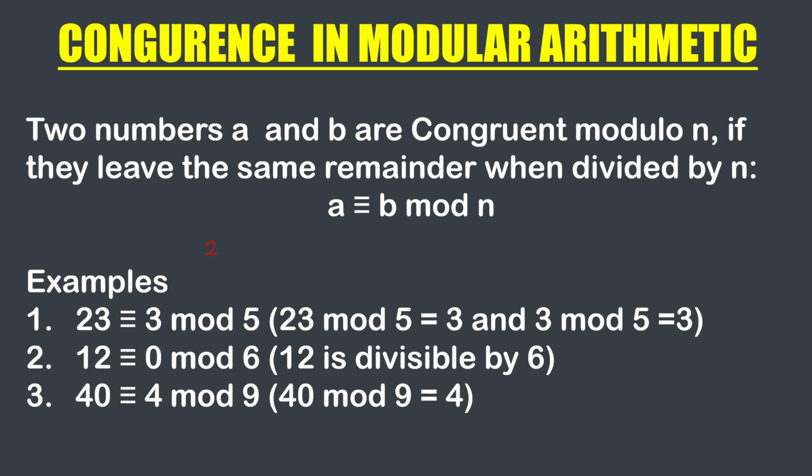Because if you divide 23 by 5, which is the mod, it can go 4 times, which is 20, remainder 3. And 3 divided by 5, it will go 0 times and leave a remainder of 3. So they are congruent because they leave the same remainder. Also, 12 is congruent to 0 mod 6. 12 is divisible by 6, that means it's congruent. 40 is congruent to 4 mod 9. 40 mod 9 equals 4.